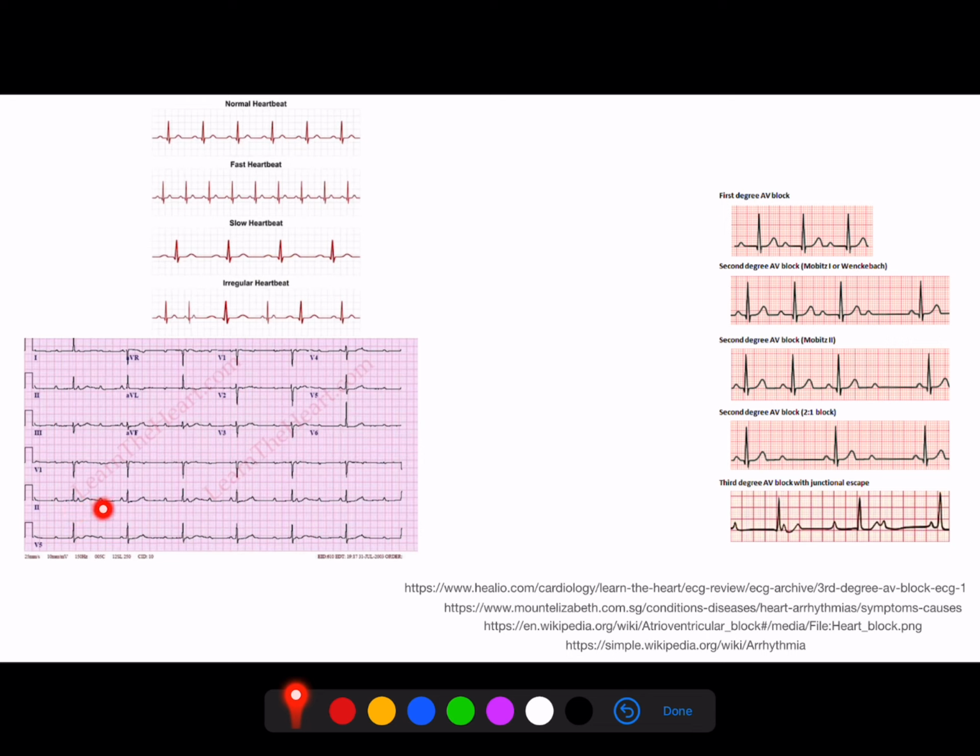Then there's again a P, a fused P with the T wave, again P wave, P wave, P wave, P wave, P wave, again fused, P wave. So we know the P waves are regular, but they are completely dissociated from the QRS complex. So it should be third degree AV block.